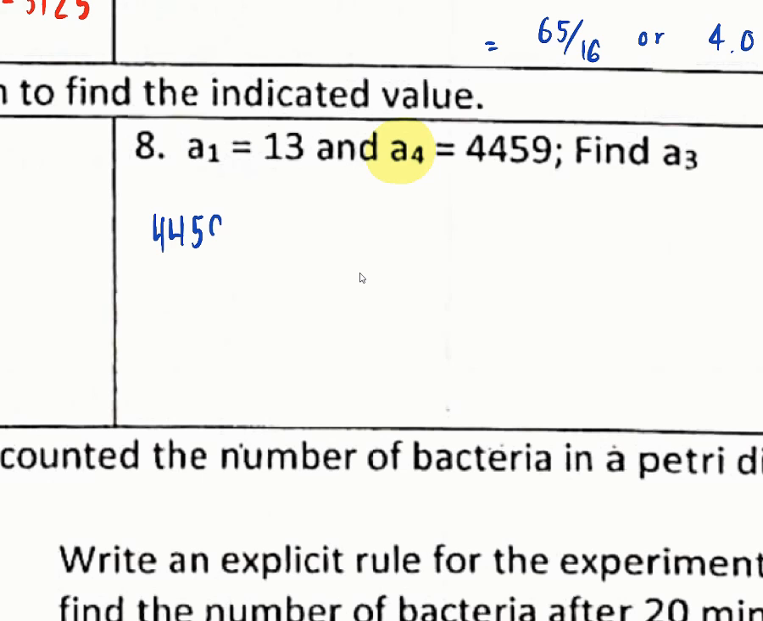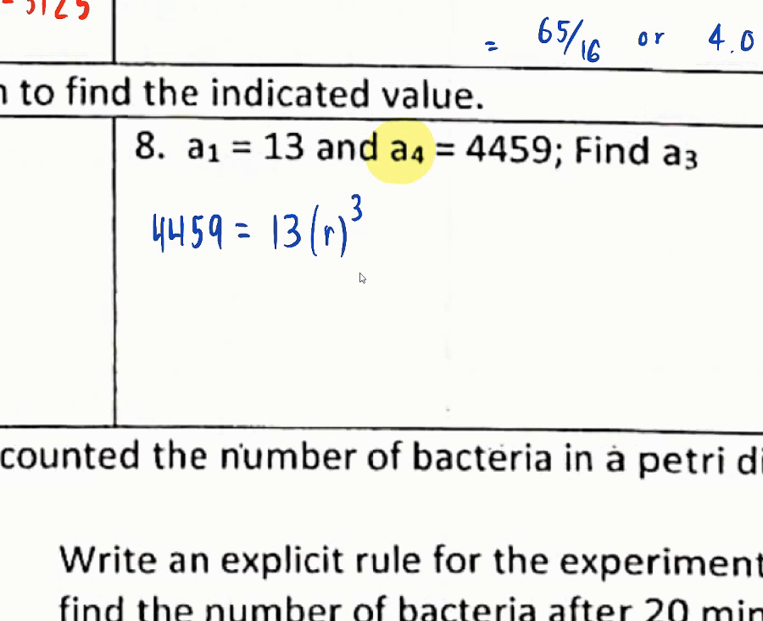So 4,459 equals a sub 1, 13, times my common ratio raised to what power? What is my n minus 1? 4 minus 1 is 3. Does everybody see where I got 3 from? A sub 4, 4459, equals 13 times r raised to the n, 4 minus 1 power. 4 minus 1 is 3.